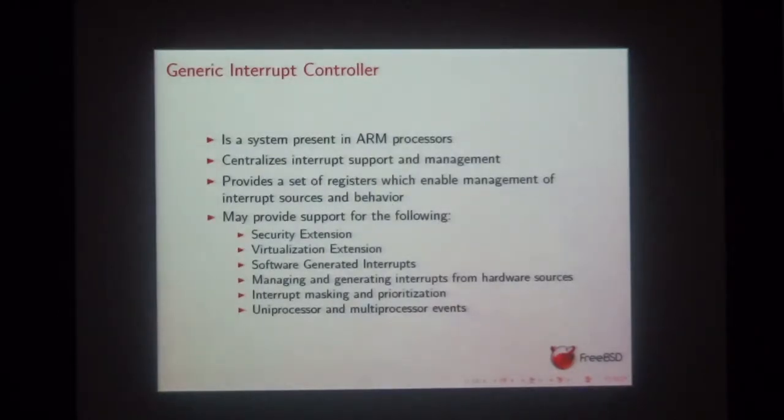The generic interrupt controller is a system present in almost all ARM processors. It centralizes the interrupt support and management. Basically, all the interrupts come to this GIC, and they are forwarded to the specific cores of a platform based on how it was configured. It provides a set of registers to enable management of the interrupt sources and their behavior. You have different memory mapped zones where you can configure the generic interrupt controller to deliver interrupts, and also other memory mapped zones called CPU interfaces, which you will see later, where the cores of the platform acknowledge those interrupts.